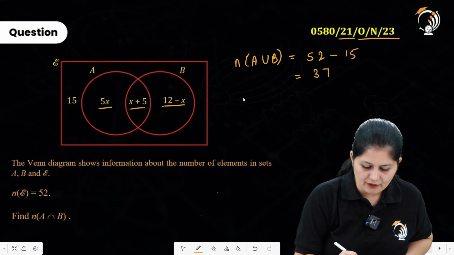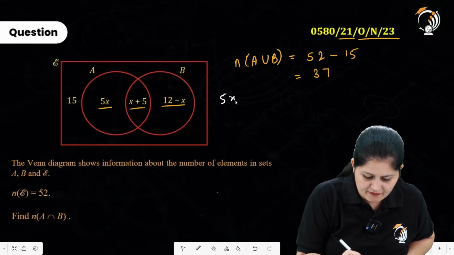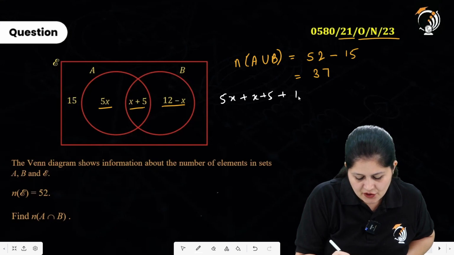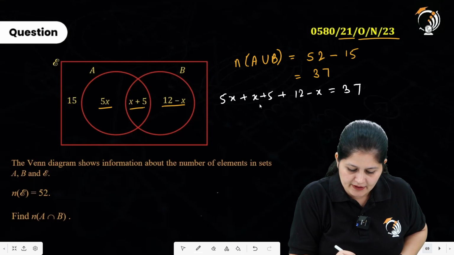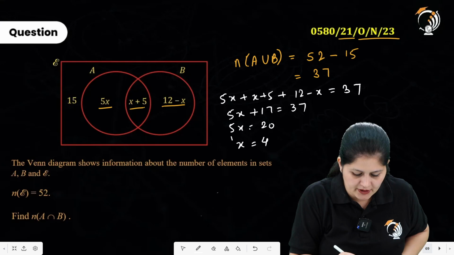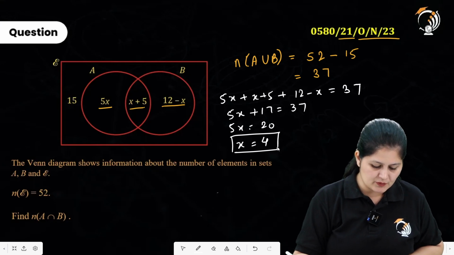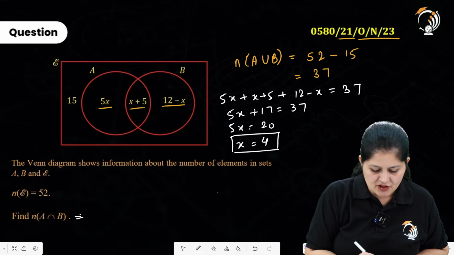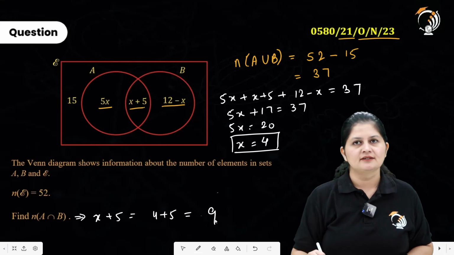Understood? So here we know, based on the given information, that 5x plus x plus 5 plus 12 minus x is equal to 37. So let's just calculate it. What are we going to get here? We are getting 5x plus 17 is equal to 37. So we have 5x is equal to 20. We are getting x is equal to 4 here. That is what we have got. So we need to find out what A intersection B is. A intersection B is equal to x plus 5, which is 4 plus 5, that is equal to 9 as the answer.